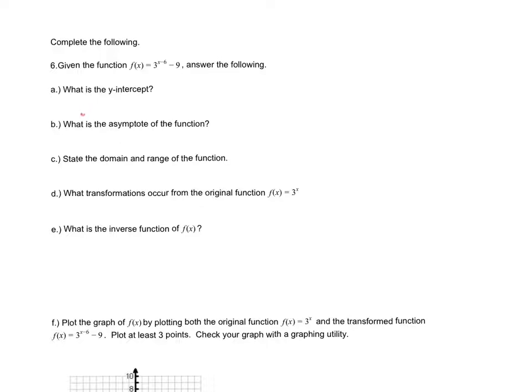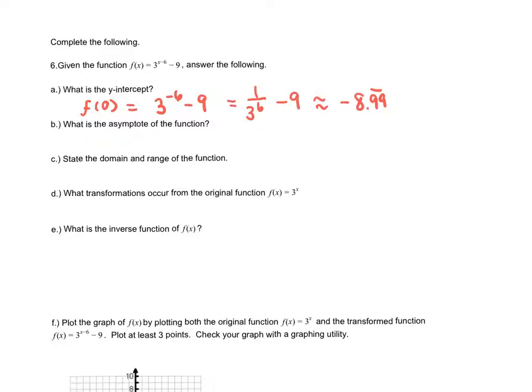So the y-intercept, remember, is just simply f of 0. In this case, that's simply going to be 3 to the minus 6, minus 9. So if we're figuring out what this is, it's 1 over 3 to the 6, minus 9. So it's going to be something really, really close to negative 9. We'll just approximate it in this case. We'll say it's negative 8.99. Pretty close to that value. So we have basically 0 and negative 9.